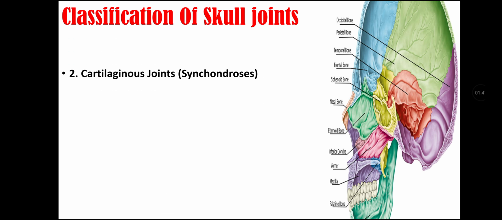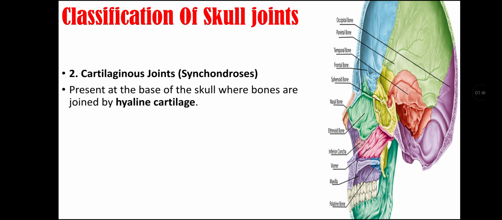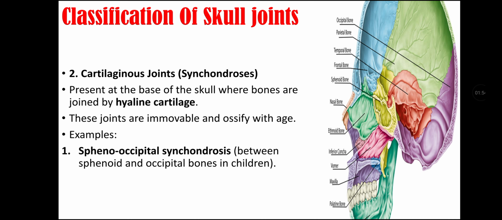Second type of skull joints is cartilaginous joints that are also called as synchondroses. They are present at the base of skull where bones are joined by hyaline cartilage. These joints are immovable and ossify with age. Examples of it include spheno-occipital synchondrosis, that is between sphenoid and occipital bone in children, and petro-occipital synchondrosis.